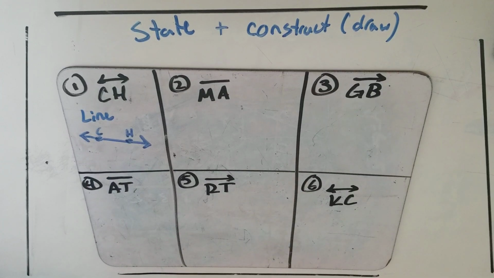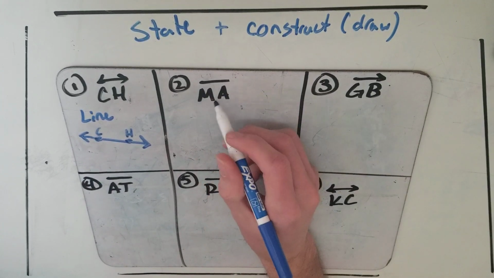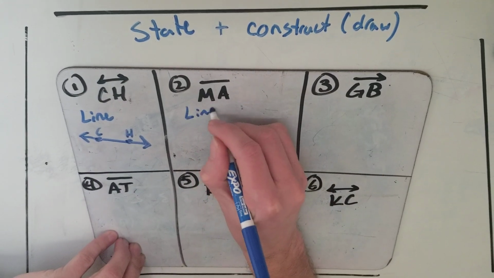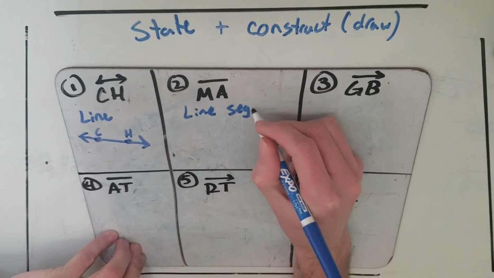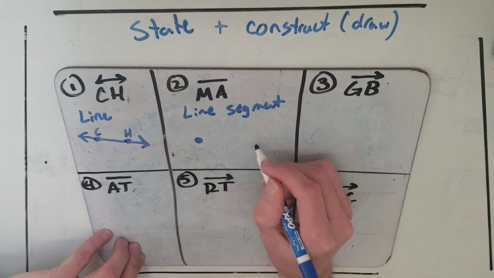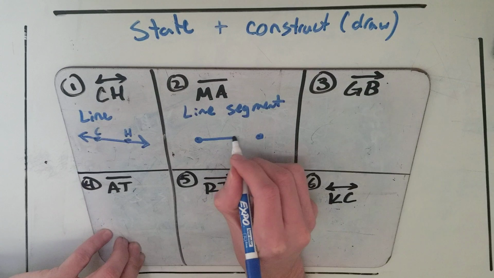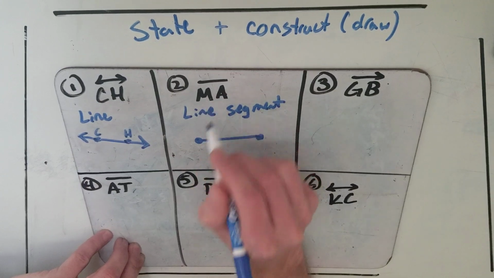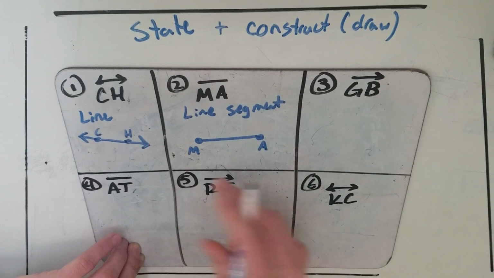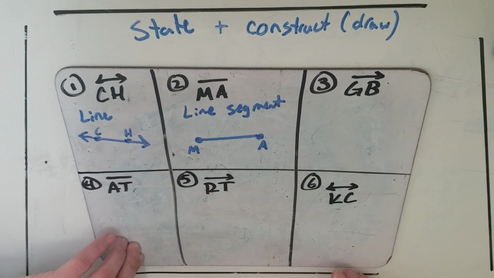Number 2, we have this notation here. Notice no arrows in the notation. That indicates we're talking about a line segment. So a line segment means you are going to have endpoints. Your endpoints are M and A. So line segment MA would look like this.